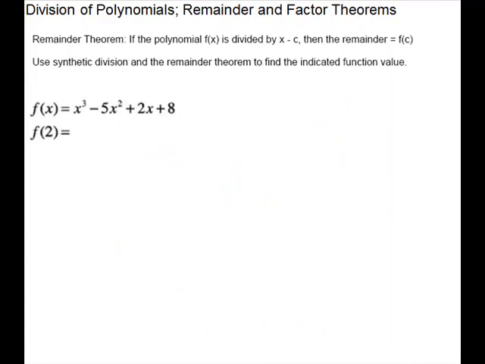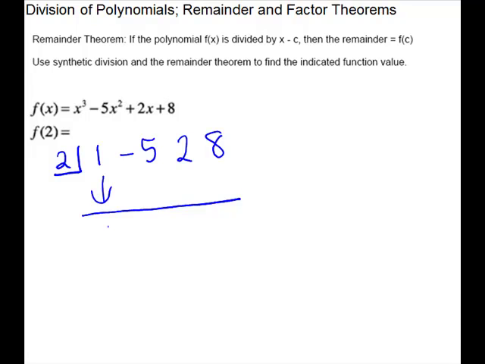We have one more to do, and I'm going to go ahead and do this one with synthetic division because it's going to lead us into our next part. So we will write our grid. We are dividing by 2, so we're really dividing by x minus 2. So we have 1, -5, 2, and 8.